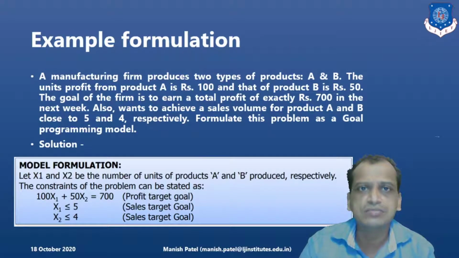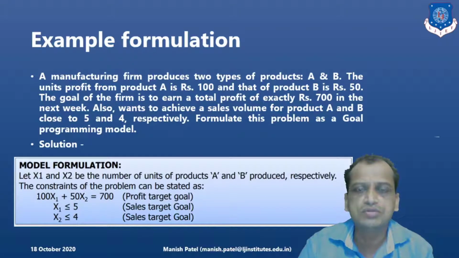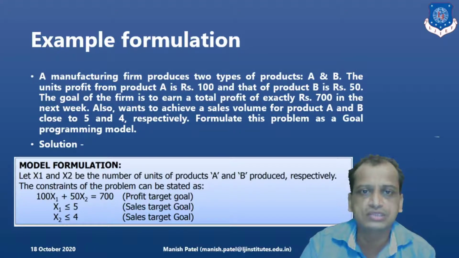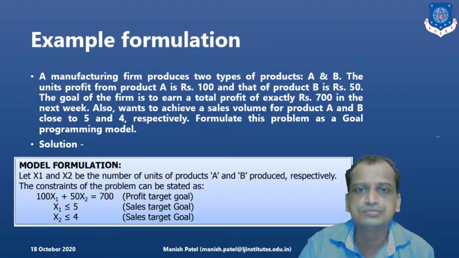Let's look at an example of goal programming. A manufacturing firm produces two types of products, A and B, right? The profit from A is 100 rupees and from B is 50 rupees. The goal of the firm is to earn a total profit of exactly 700 rupees in the next week. That is a short-term goal. And the sales volume for products A and B is to be 5 and 4. Now formulate this as a goal programming problem.